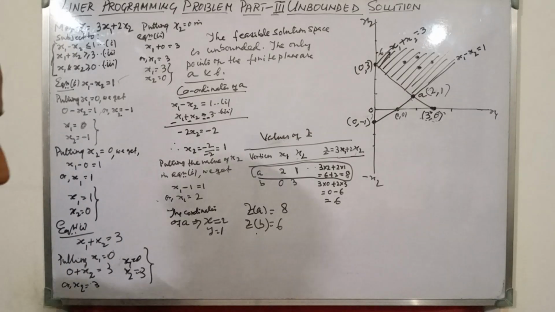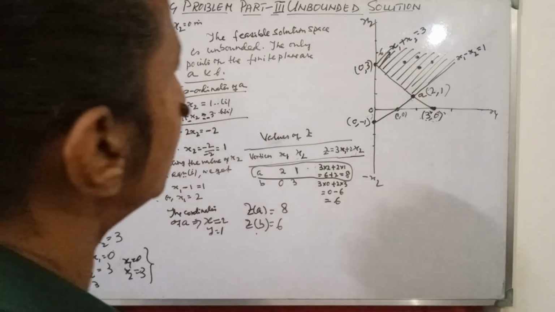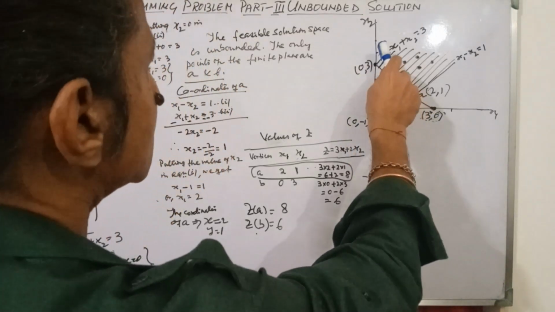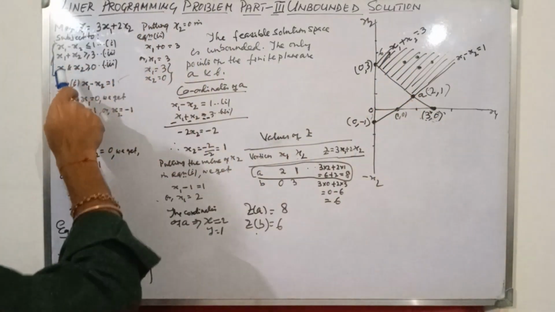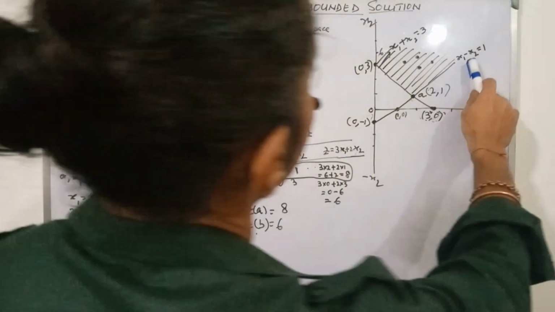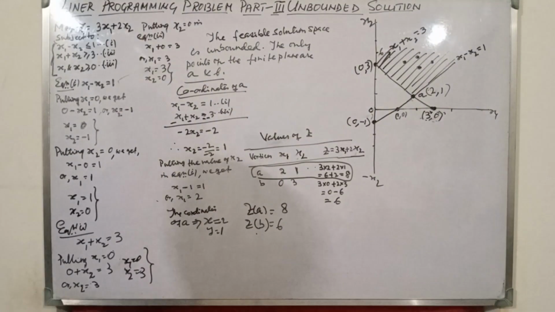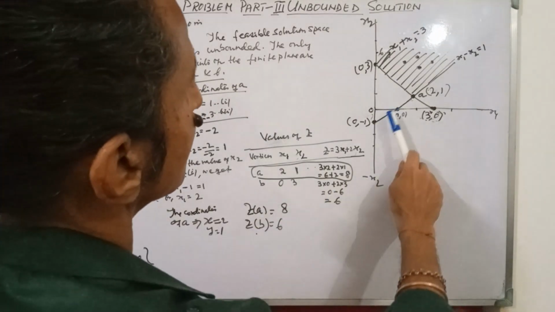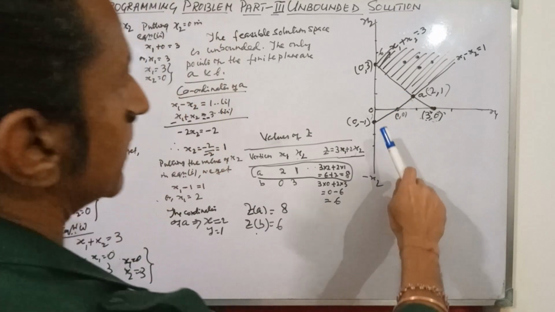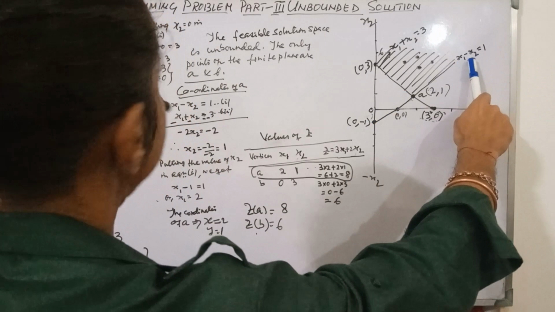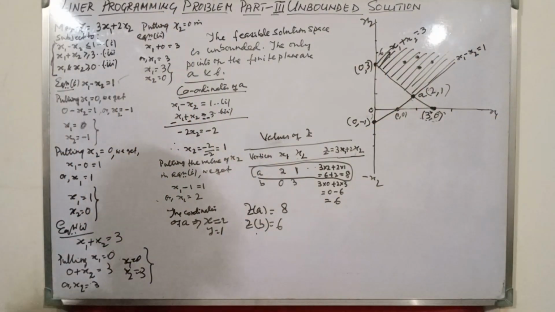Now we have plotted those coordinates and found this straight line, x1 minus x2 equals 1. With these two coordinates, it is this one, and we have extended the straight line. So this is the equation x1 minus x2 equals 1. Now we have considered equation number 2.